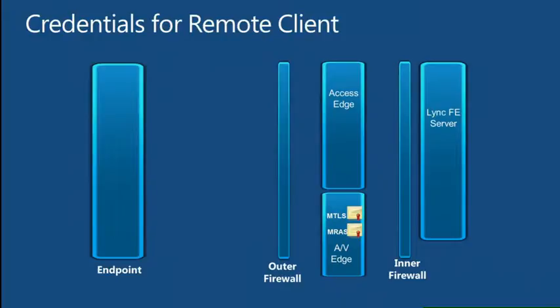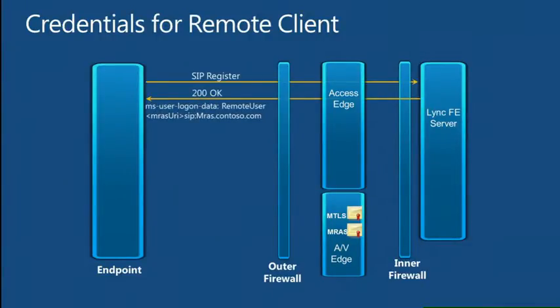Let's start with the first one, credentials for the remote client. The situation here is I have an endpoint in the internet, I have my outer firewall, then I have my Edge server. Please note in Lync, the Edge server will always run all the roles. It will run the role of the Access Edge server, the AV Edge server. It's not separate servers. I just draw it that way to understand which process we are talking about. And then I have my Lync front-end server. So what usually happens is the endpoint discovers an SRV record, finds an Edge server to sign in against, and then logs in to the Edge server and does a SIP register.